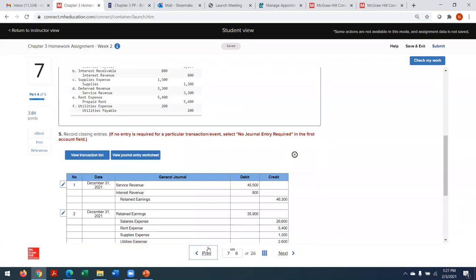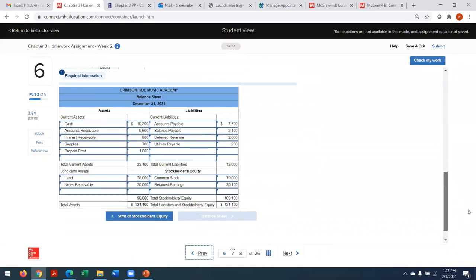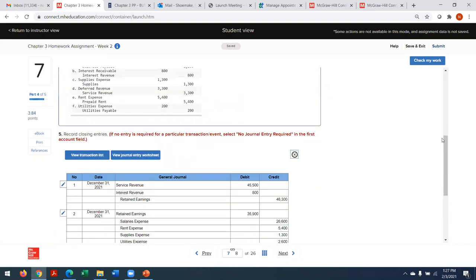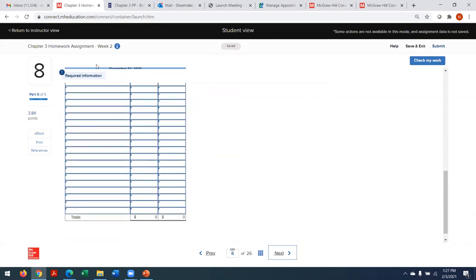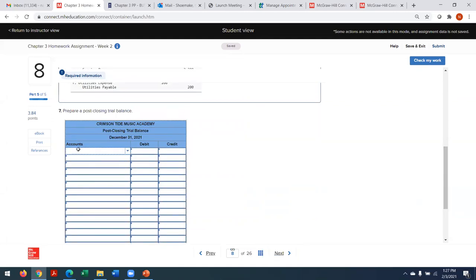So it's going to have everything here. Cash, accounts receivable, interest receivable, supplies. Cash. Accounts receivable. Interest receivable. Supplies. Prepaid rent. What's next? Land. Notes receivable, right? Or notes payable? Notes receivable.